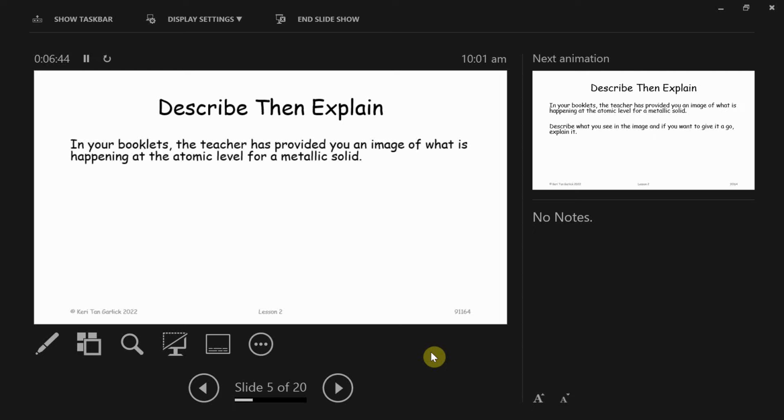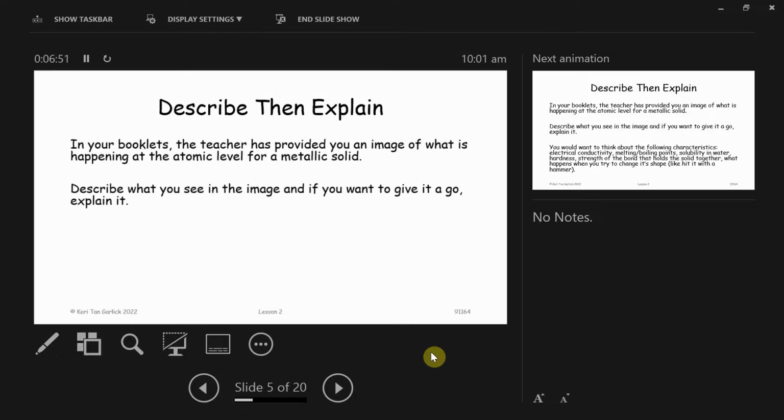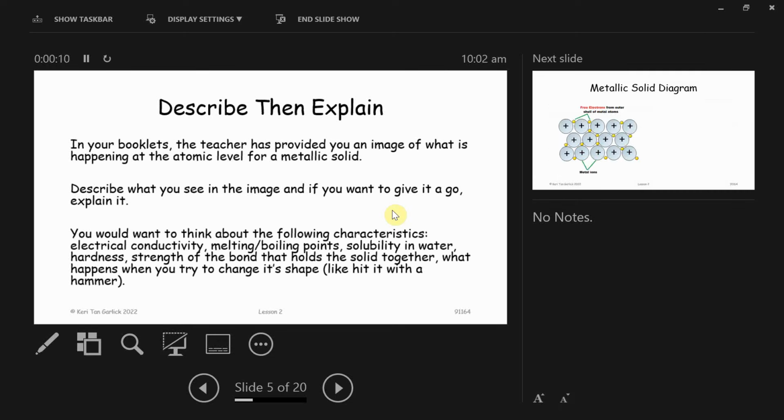So a lot of level two chemistry is making observations and then going back to the atomic level to figure out why. So in your booklets, I have provided you an image of what metallic solids look like when we are thinking about it at the atomic level. I want you to think about some of the properties we talked about before. When you're looking at that metal structure and thinking about your interactions with metal, you know most of these characteristics of metal already.